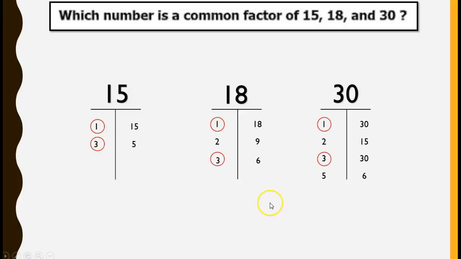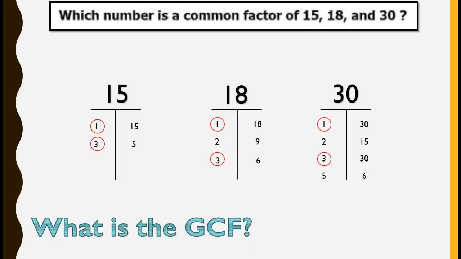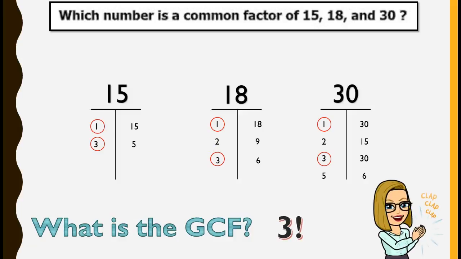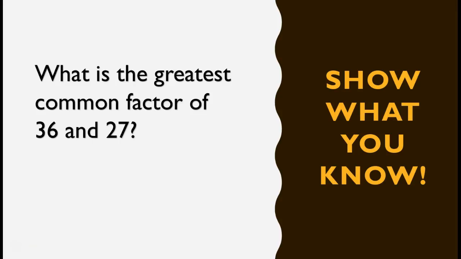Okay, so now we have the answers to these. Which numbers are the common factors of 15, 18, and 30? It's 1 and 3. But what if they asked you what is the greatest common factor? Remember? What would it be? That's right. It would be 3. You guys got it. Good job. Okay, we can do this one step at a time, right? Now it's your turn. Can you find the greatest common factor of 36 and 27?